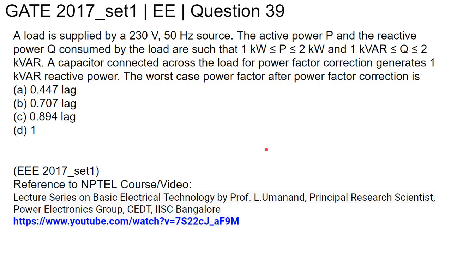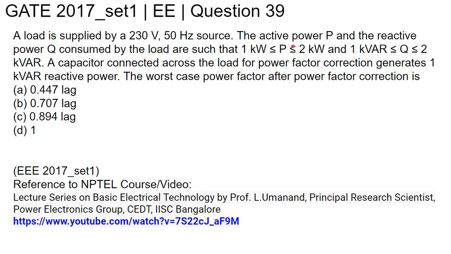Welcome all. Now I am going to discuss question number 39 from the GATE 2017 paper Set 1 Electrical Engineering. The question is, a load is supplied by a 230 volts 50 Hz source.